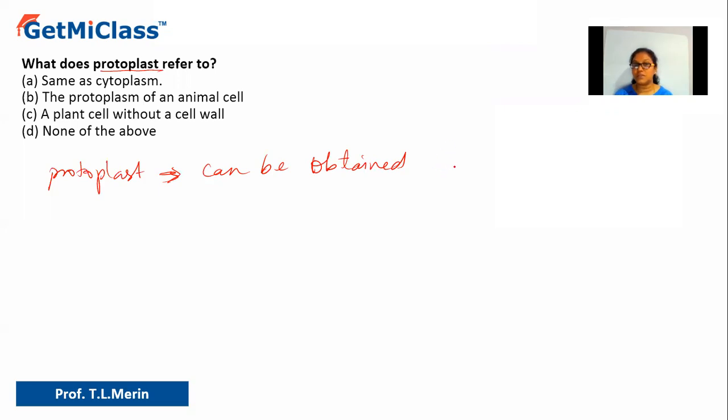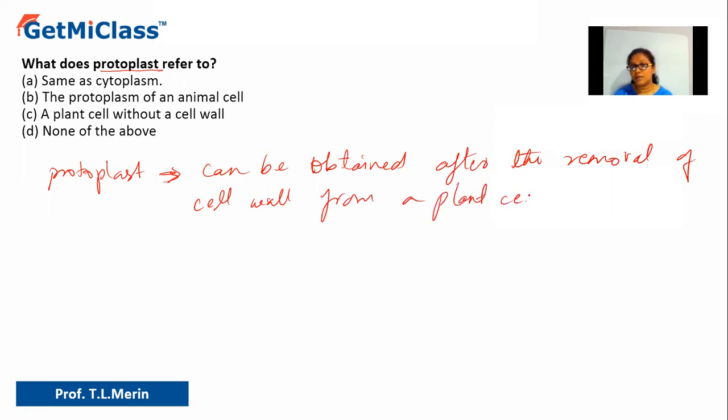Since this chapter speaks about culturing of the plant, that is tissue culture, we will talk about how it can be obtained after the removal of the cell wall from a plant cell. It can be a plant or even a bacterial cell, because a bacterial cell also has a cell wall. So if you remove the cell wall of a cell, whatever is remaining is called a protoplast.